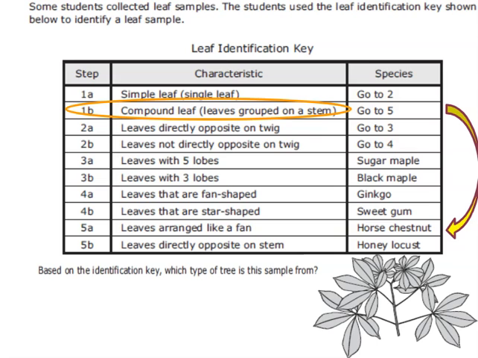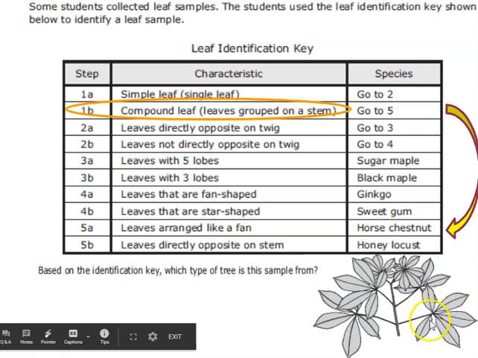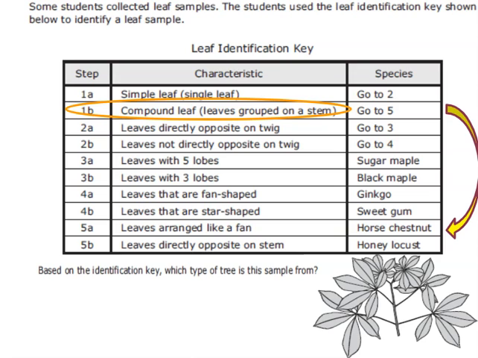5A says leaves arranged like a fan, and that would be the horse chestnut, or leaves directly opposite on the stem. That would be the honey locust. I think if you look at it from the perspective of, say, a ceiling fan, it kind of reminds you of that. Although this one might be moved over a little, they're basically in a range like that. Or if you think of one of those old style fans that a servant used to fan a king or queen while they were sitting at their throne, that kind of looks like that too.